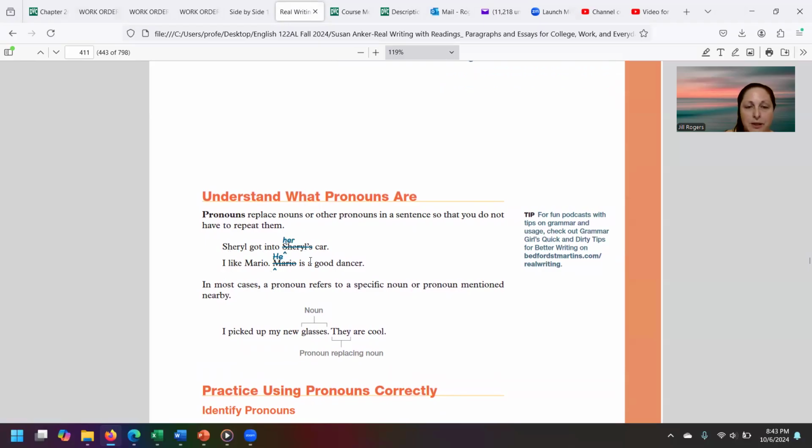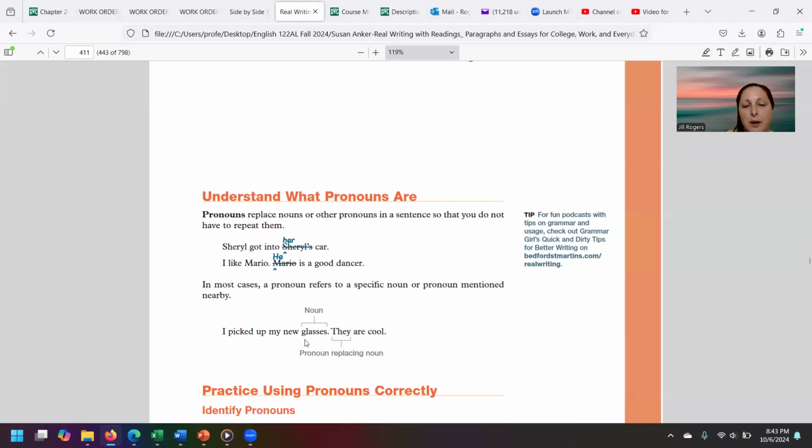Here we have another example. I like Mario. He is a good dancer. So here we have two sentences. I like Mario. Mario is a good dancer. We do use pronouns a lot, so we don't have all that repetition. So instead of saying I like Mario, Mario is a good dancer, we change it to I like Mario, he is a good dancer. So these things you are familiar with.